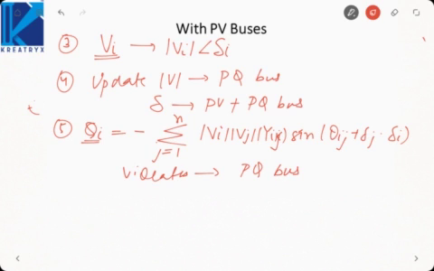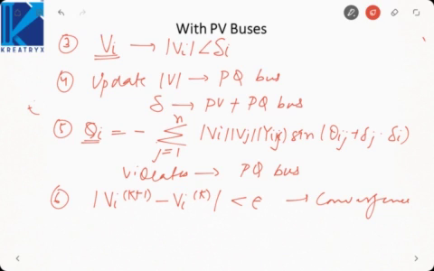So for the next iteration, the count of the PV and the PQ buses will change. Okay. So at every step, we have to recalculate which ones are the PV buses and which ones are the PQ buses. In the next step, again we will calculate the mismatch. If it is less than epsilon, we get convergence. If it is greater than epsilon, we repeat step number 3. If it is less than epsilon, then it converges, and iteration count is k plus 1. So that is how we do the load flow analysis for the case of PV buses.